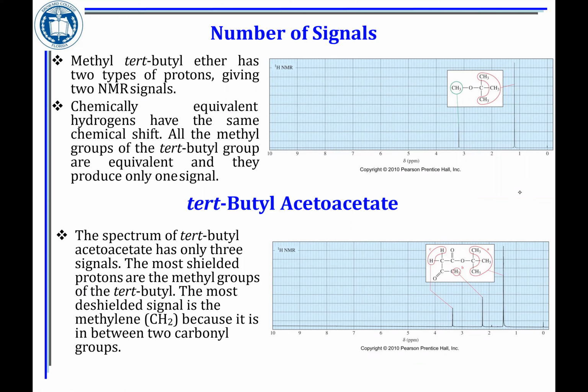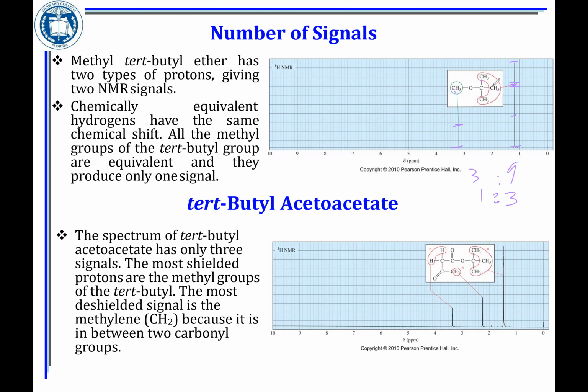The height ratio shows the ratio between the hydrogens. So if you have only two types of hydrogen here, CH3, a methyl group and a T-butyl group. The T-butyl group has 9 hydrogens. The methyl group has 3 hydrogens. So the height ratio is going to be 9 to 3, or 3 to 1 ratio. This is the height ratio.